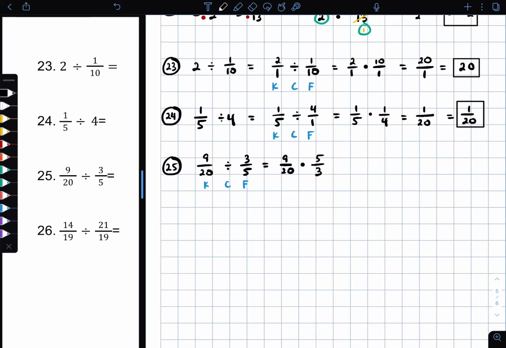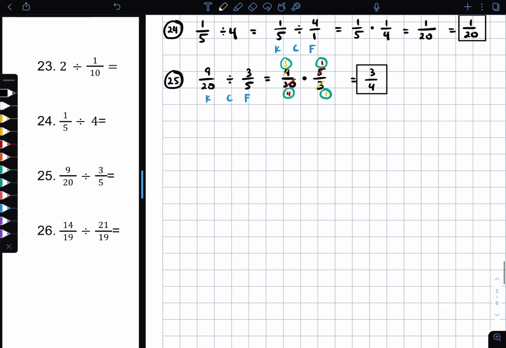So instead of me writing this as one fraction, I'm just going to go right into crossing things out. 3 and 9 both have 3, so divide by 3, get 1 and 3. And then looking over at the 5 and 20, dividing them both by 5, we get 4 and 1. So multiplying what we have left here, it's 3 times 1, 4 times 1. Since we already crossed, canceled, and simplified along the way, we don't have to simplify after we multiply. 3/4 is our quotient here. All right, so that's 25.